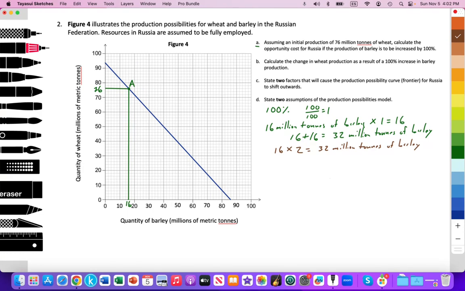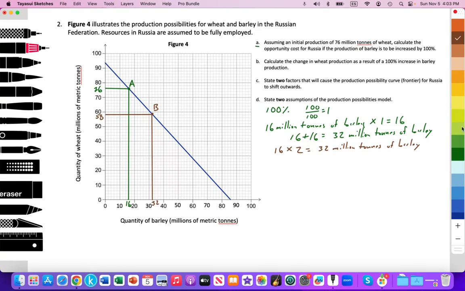So, assuming initial production, calculate the opportunity cost. We have to figure out what the opportunity cost is. Let's look for where 32 million is. It's right here. I'm going to draw a line going from 32 million tons all the way up along the PPC. And there you can see is my reduced wheat production. I'll label this point B. And this will be 2, 4, 6, 8. This is 58 million tons, going up from 16 to 32.